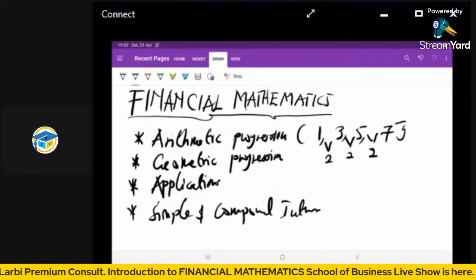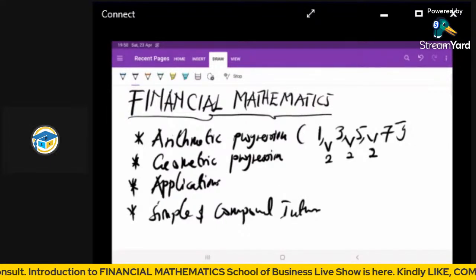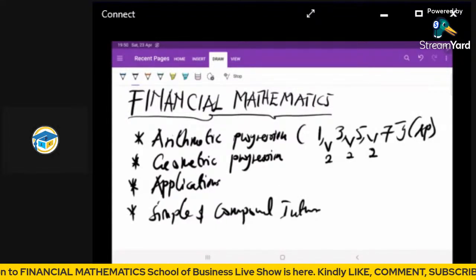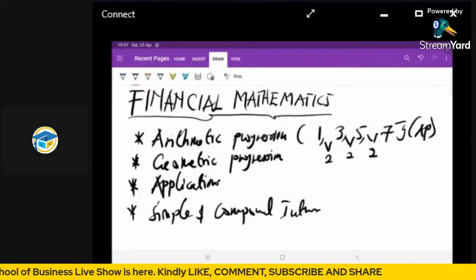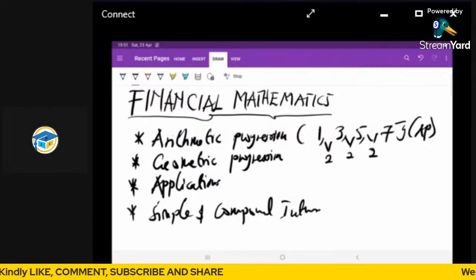I hope that is clear. So most of the time you see what we call AP. That's what we are talking about: arithmetic progression. I hope that is clear. So that is the issue about arithmetic progression.